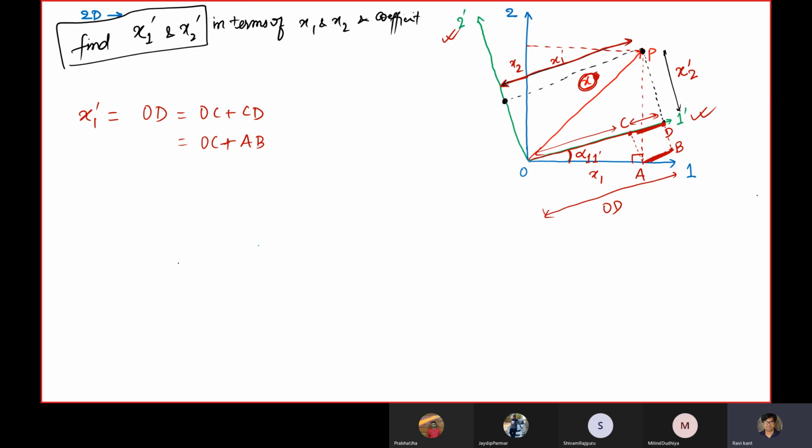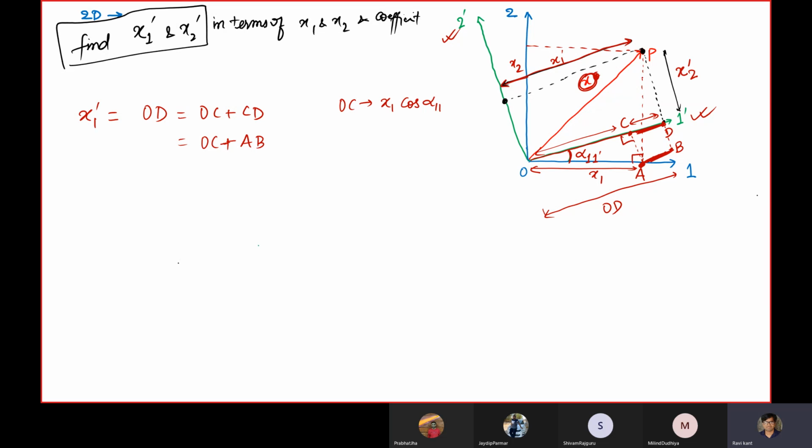You just have to be patient. Once this is clear, everything will be step by step and will be clear. So what is OC? This length is x1. Can I write OC as x1 cos alpha 11'? I can remove the dash sign for simplicity. So x1 cos alpha 11 is OC.